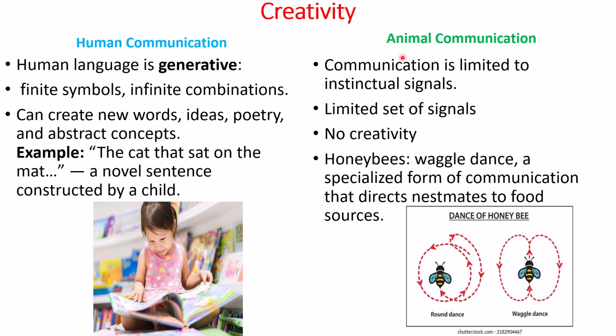Animal communication is limited to signals. They have a limited set of signals. Animals have no creativity. Honeybees, for example, perform the waggle dance. It's a form of communication that directs nestmates to a food source. This is the way honeybees communicate.